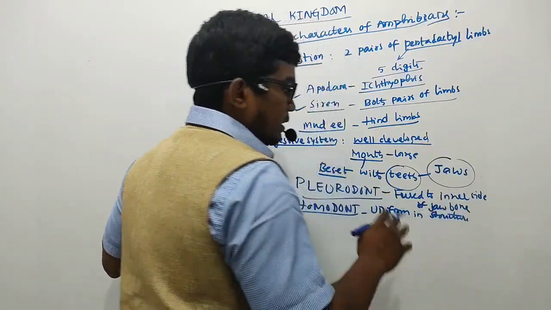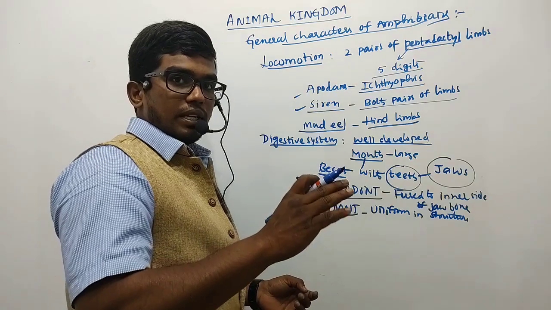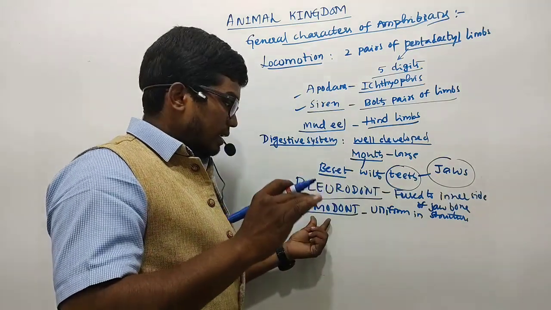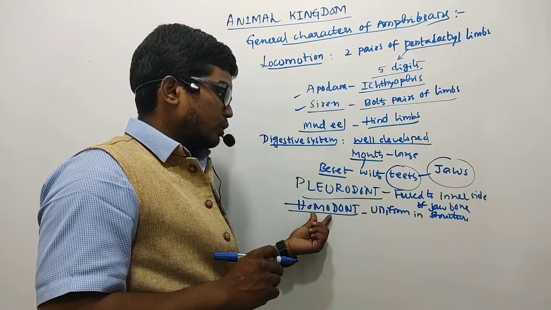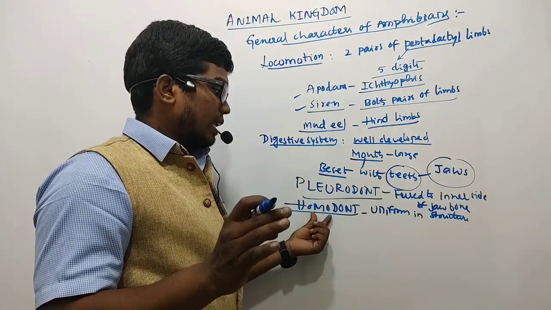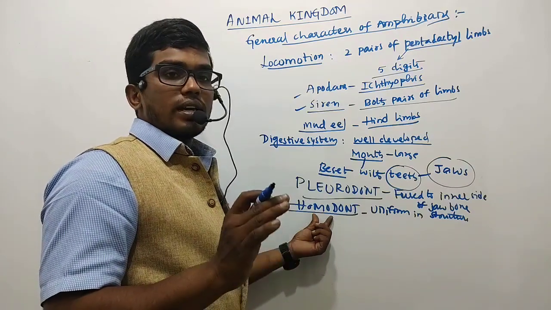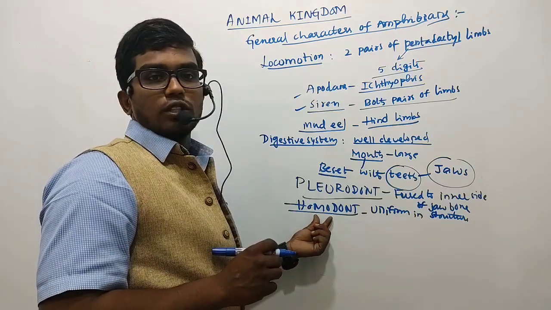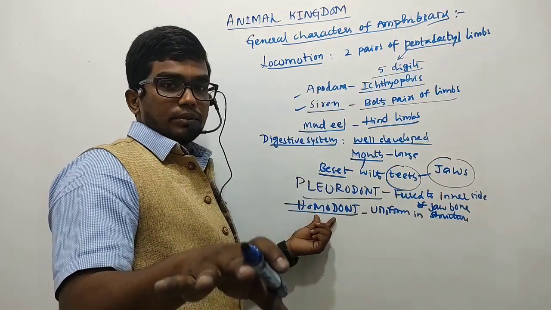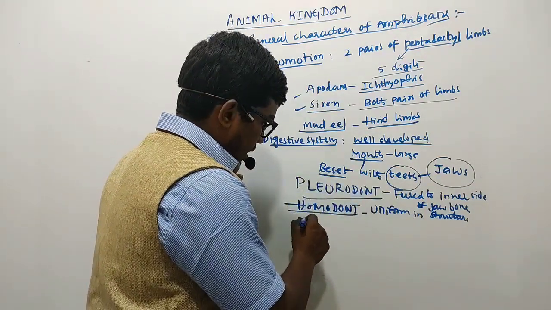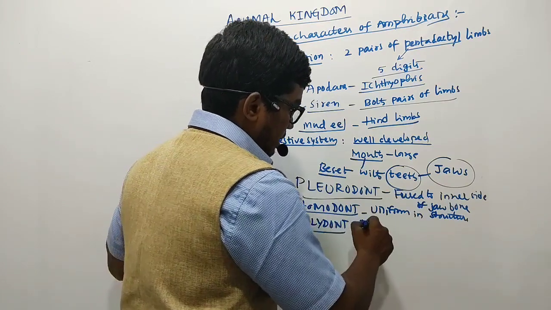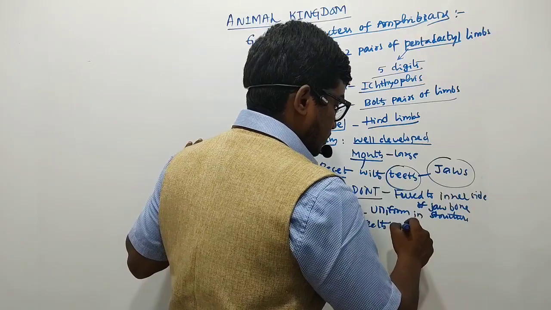That means they look similar. If they look similar and their arrangement is also similar in nature, then we call them homodonts. Right? This type of arrangement can also be seen in the case of amphibians' jaws. Dear friends, if the teeth are replaced many times, then we call them polydont. Teeth are replaced many times.